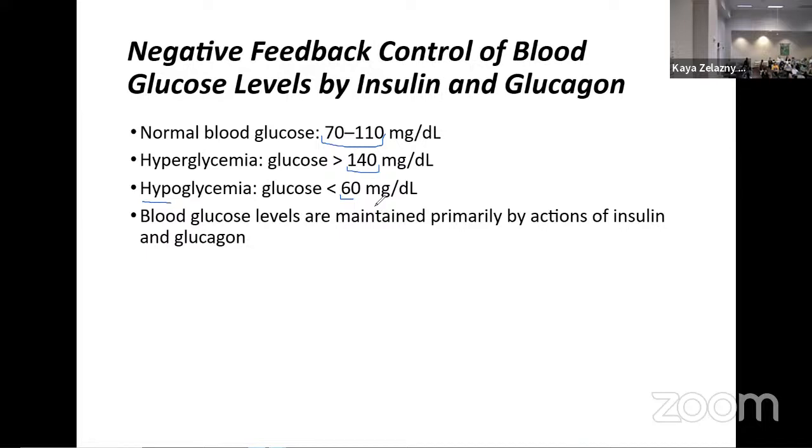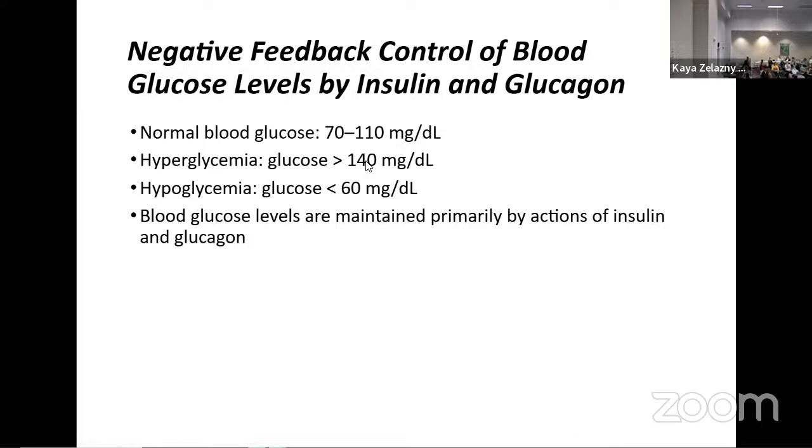We want to maintain our blood glucose levels in this normal ideal range. Usually you'll see it ballparked at around 100 in the textbook, but we've got a normal acceptable range for blood glucose. It depends a little on how long ago you ate, and how much insulin and how much glucagon are operating in your body at that time.